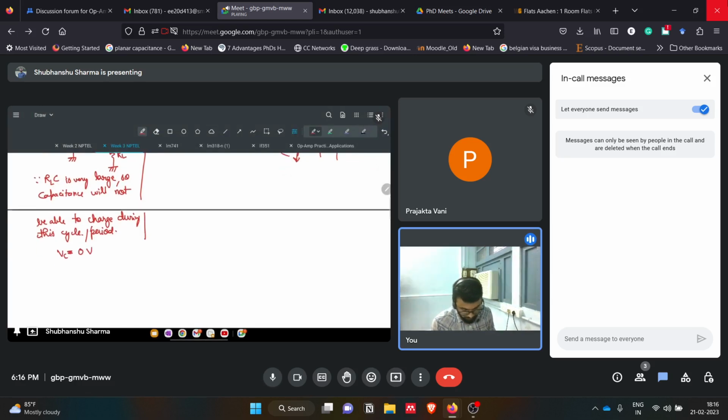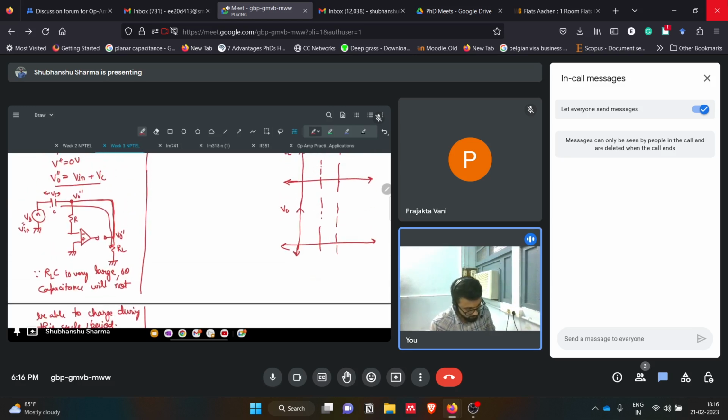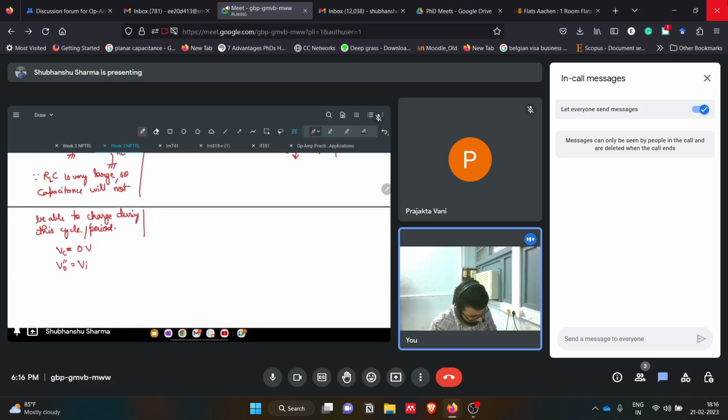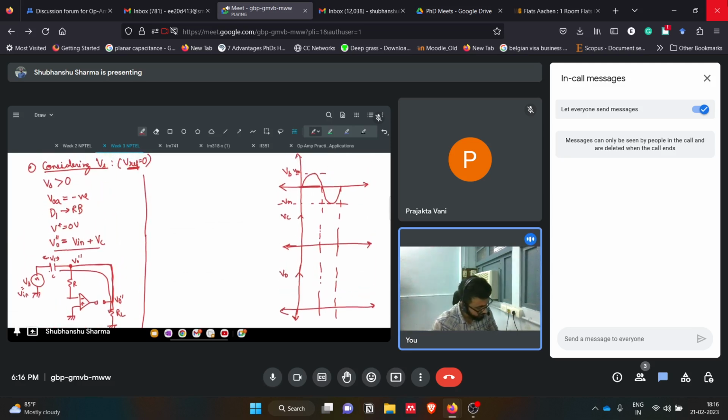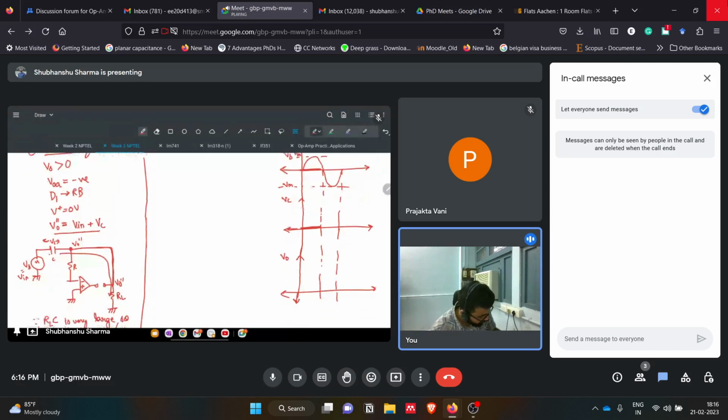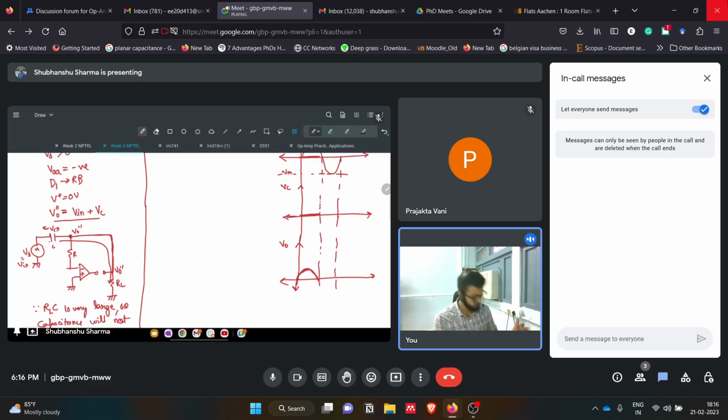Fine. Then what will be V naught double prime? As we see, V naught double prime is this. So Vc went to 0, Vc equals 0, so it will be V in only. So whatever input voltage is, we will get the same at the output. So I will update this waveform here. Since in the positive cycle we get 0 voltage, and we got V naught equals Vs. So we got this. Till now, it is fine.